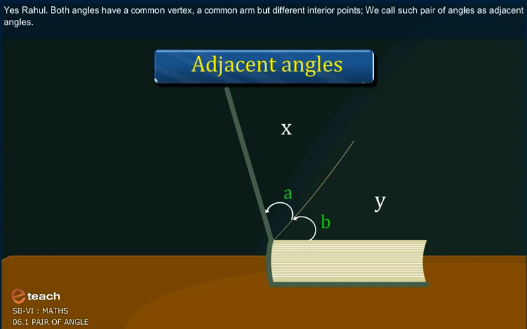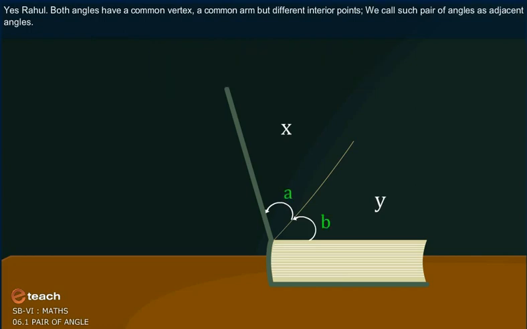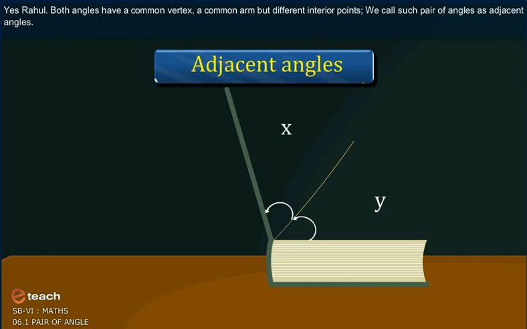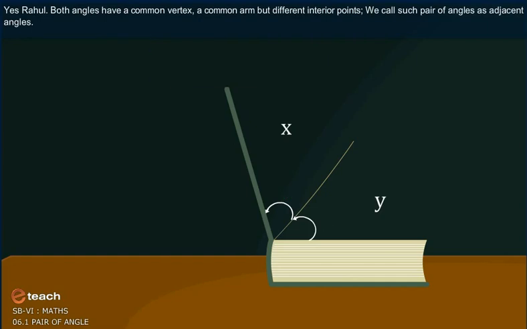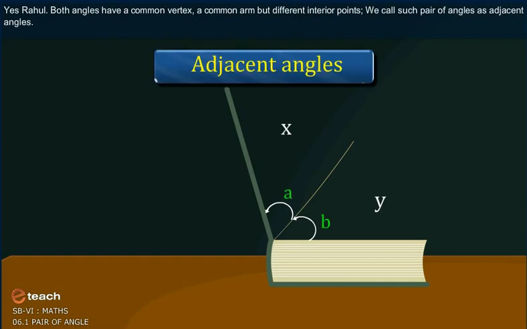Yes, Rahul. Both the angles have a common vertex and a common arm, but different interior points. We call such pairs of angles adjacent angles.